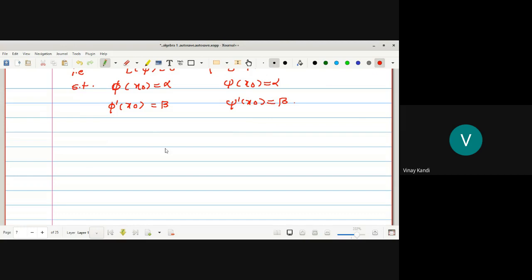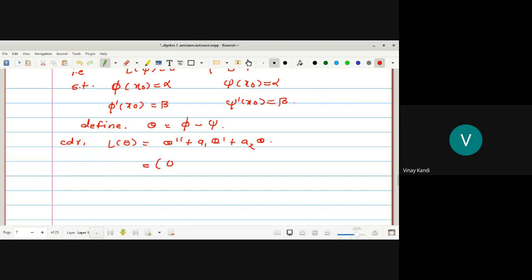Okay, now define one more function theta is equal to phi minus psi. Okay, now consider L of this theta. What we have: L of theta is theta double dash plus a1 theta dash plus a2 theta.